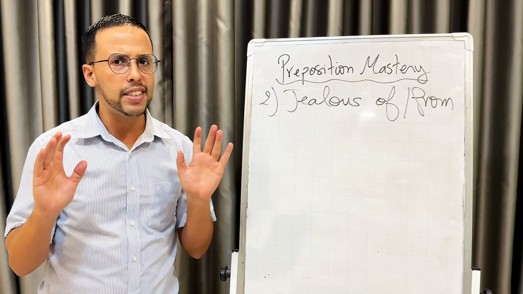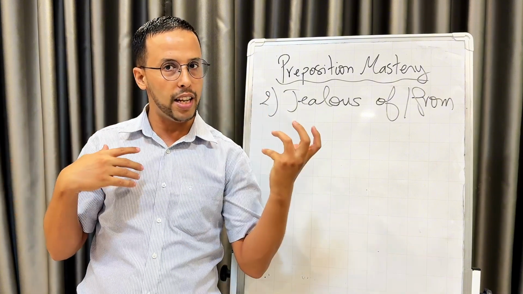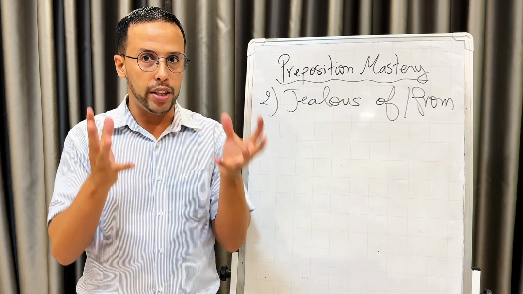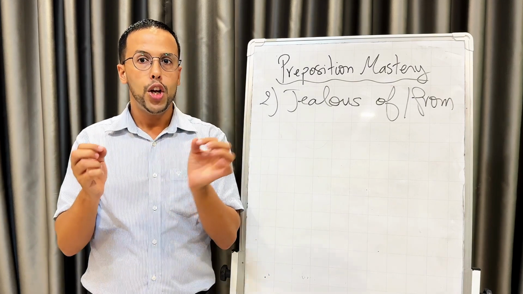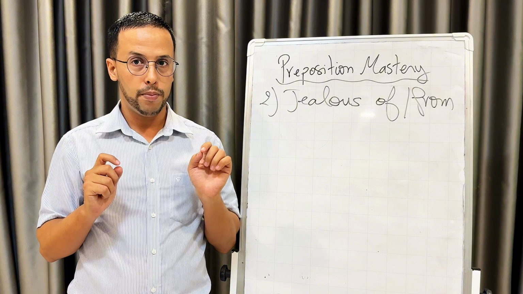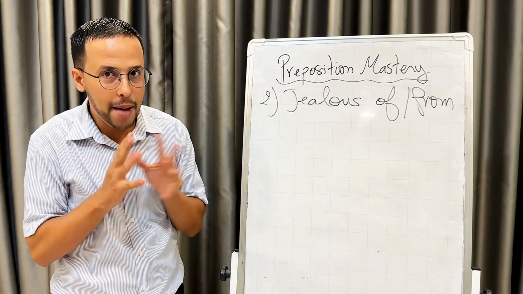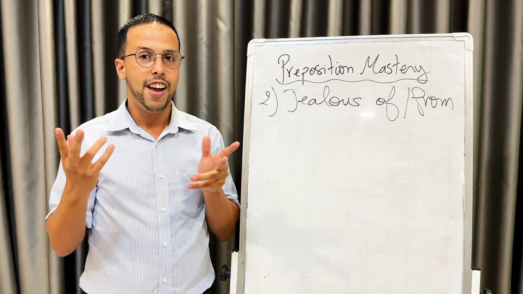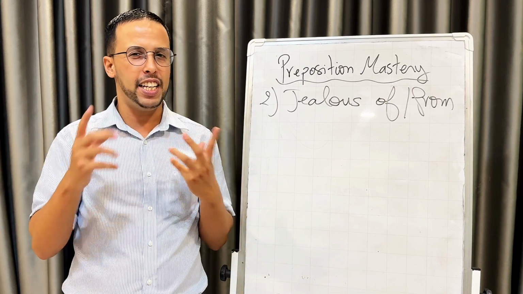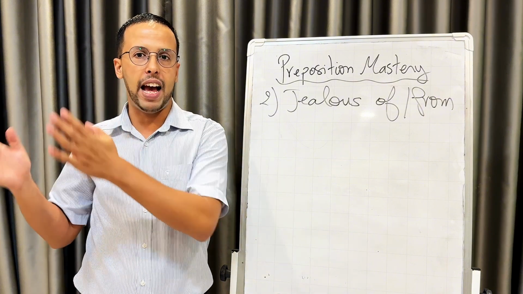All right, you notice what I used? Jealous from or jealous of? When you are envious of someone, you say you are jealous of. When you are envious, you feel not happy because someone has something special, then you feel, I need that thing. So you feel a bit jealous of that person.